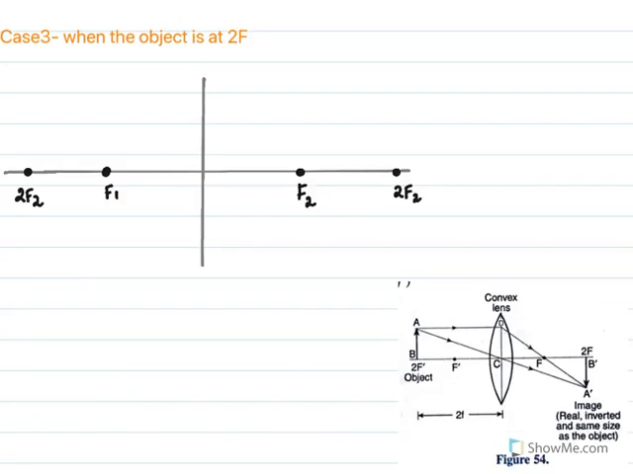So you need to draw these 4 points, 2f1, f1, f2, 2f2 equidistant. You can keep 4 centimeters, and then you draw the lens here. And now the object, we are going to keep it at 2f. So here is the object at 2f. From here we'll have two rays. One ray that comes parallel and the other one that goes through the optical center.